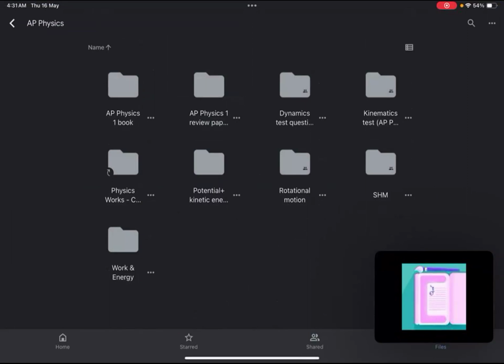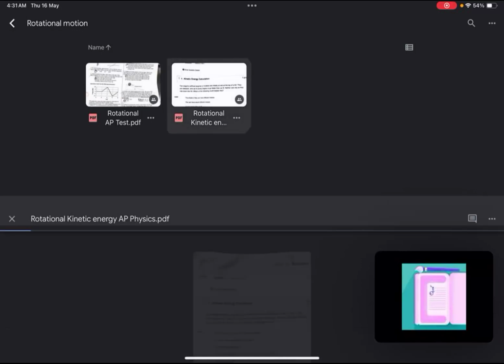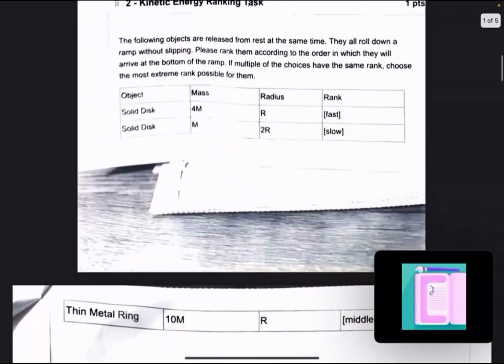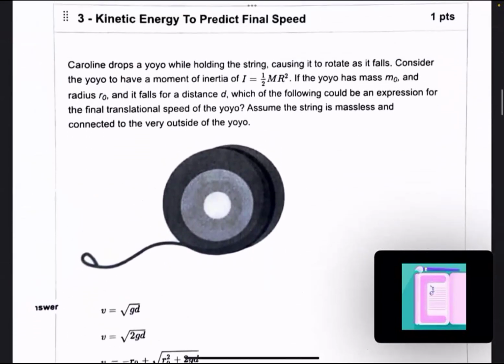Where should we start from? Kinematics, dynamics, rotational motion, or SHM? We can do rotational motion because that's mostly what we did today. For rotational motion, I have some good questions. This is that kinetic energy relationship. Try this.